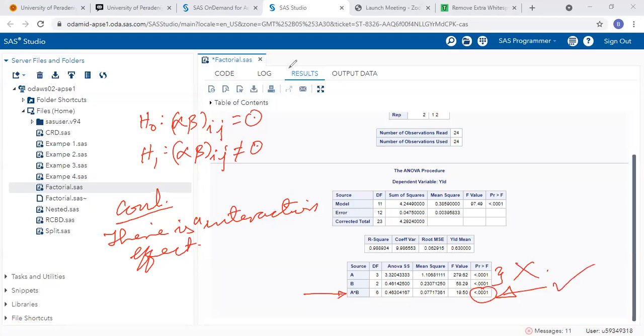Mean separation. Then we need to go for mean separation. Right. Talking about mean separation, yeah.